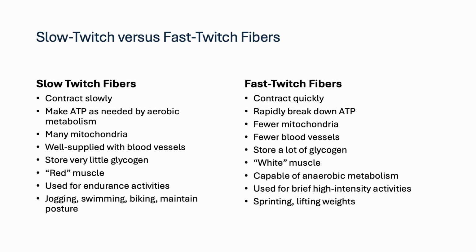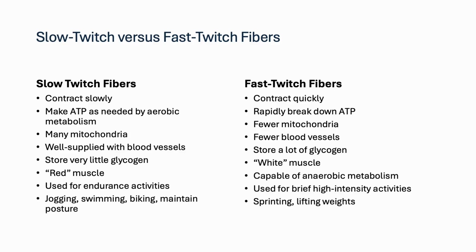To break it down further, slow twitch fibers are often called red muscles because of their high myoglobin content, which stores oxygen. They resist fatigue and are critical for posture and endurance. Fast twitch fibers are sometimes called white muscles because they have less myoglobin. They generate greater force but fatigue quickly.